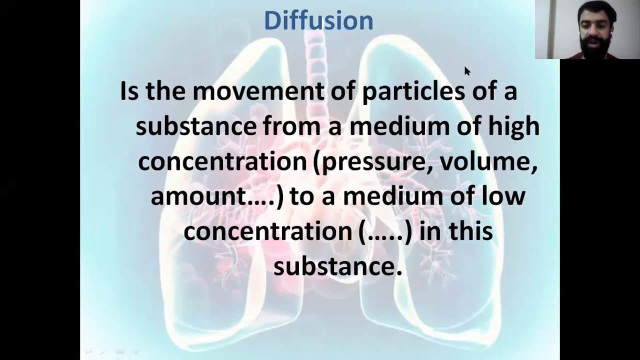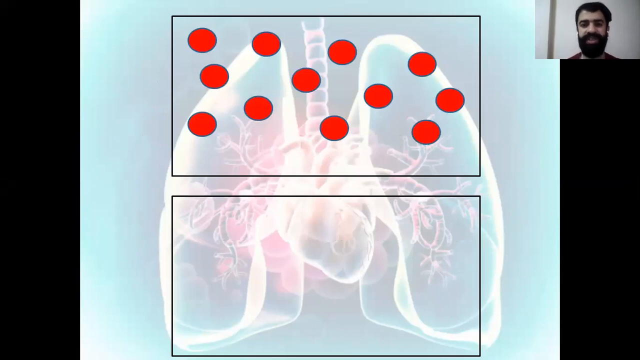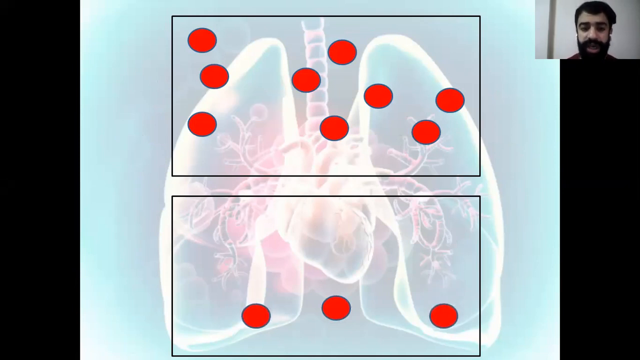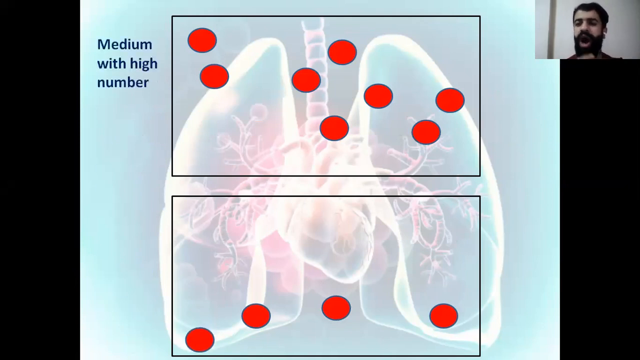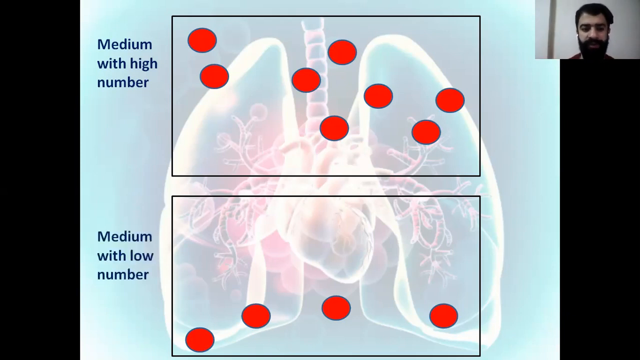So here, let's see this figure. This figure contains two mediums, medium 1 and medium 2. Medium 1 contains a high amount of the red dots. Let's imagine these red dots are the oxygen if you want. So the oxygen will diffuse, will move from a medium of high concentration, meaning containing a high number of these red spots, to a medium containing a low number of the red spots. So this process is known as diffusion.